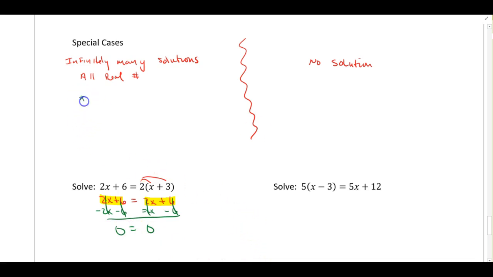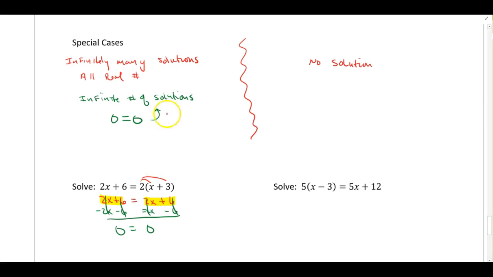What this means is you have an infinite number of solutions. So if you're ever solving an equation and you get 0 equals 0, that's what that means. Okay? Now, 0 equals 0 means it's an infinite number of solutions.